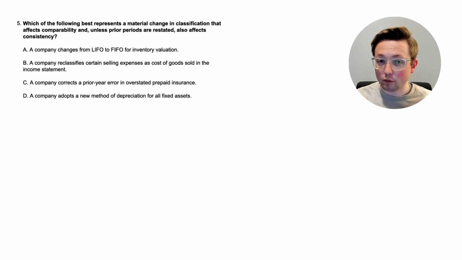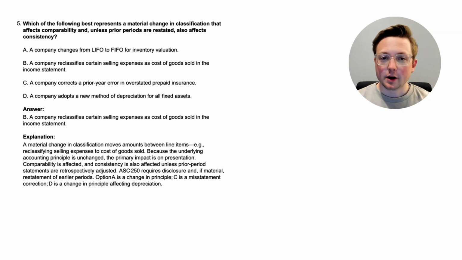So again, which one of them represents a material change in classification that affects comparability? And if you think about it, it could also affect consistency if the prior periods are not restated. So based on what we've learned so far, you might have an idea, and you might have an idea just based on it saying material change in classification. But besides that, pause the video, think about that, and when you're ready, come back, we'll look at the answer together. All right, here we are at the answer.